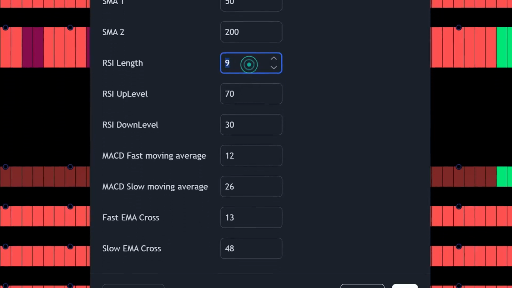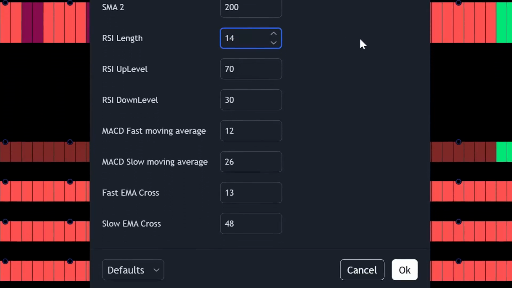Next, let's tweak the RSI parameters. Set the RSI length to 14, RSI up level to 80, and RSI down level to 20. This will help us identify overbought and oversold market conditions. Now let's move on to the MACD settings. Change the fast moving average to 45 and then the slow moving average to 90, allowing us to detect changes in the trend direction more effectively.